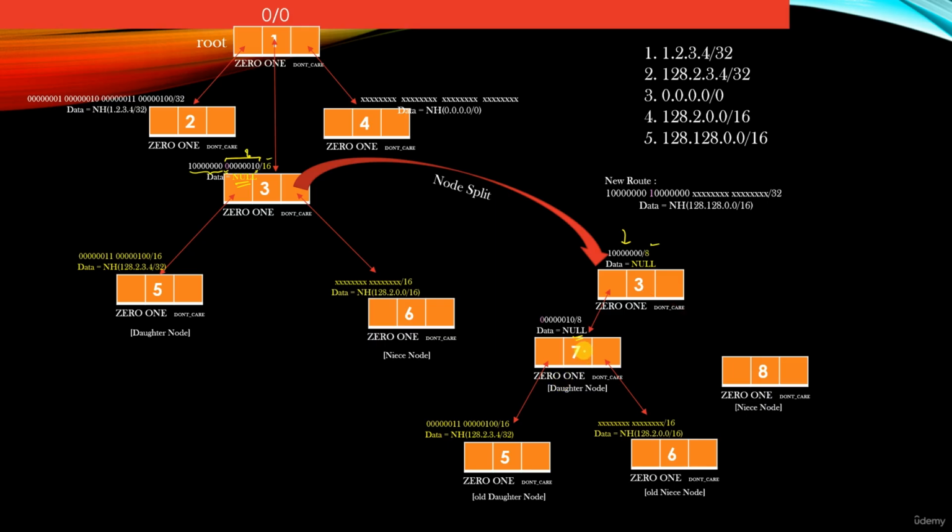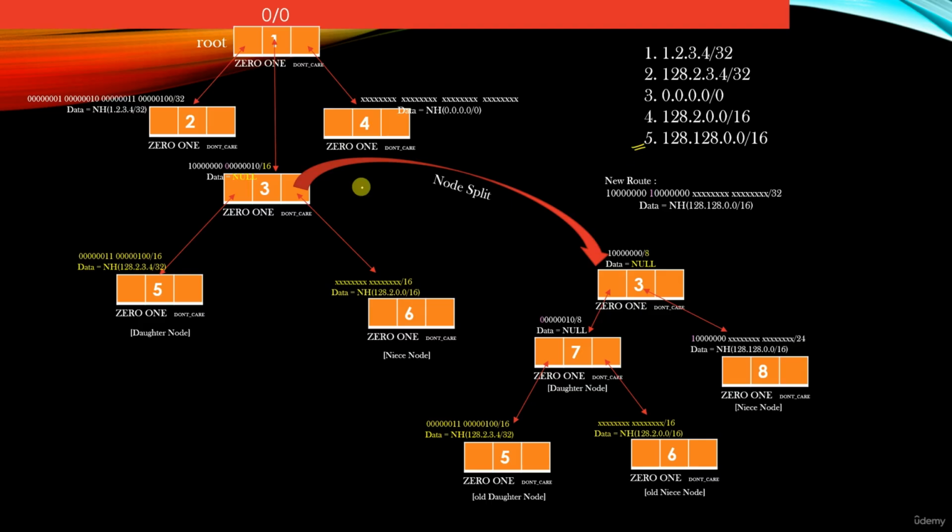And finally, copying the bits from the input route, starting from the mismatched bit up to the last bit, we will simply copy all these bits as the effective prefix bits of the niece node. Alright, and the niece node is made the 1th child of its parent because its first bit is 1. And the daughter node is made the 0th child of its parent node because its first bit is 0. So we have successfully executed the insertion of the route 5 in this mTry data structure.